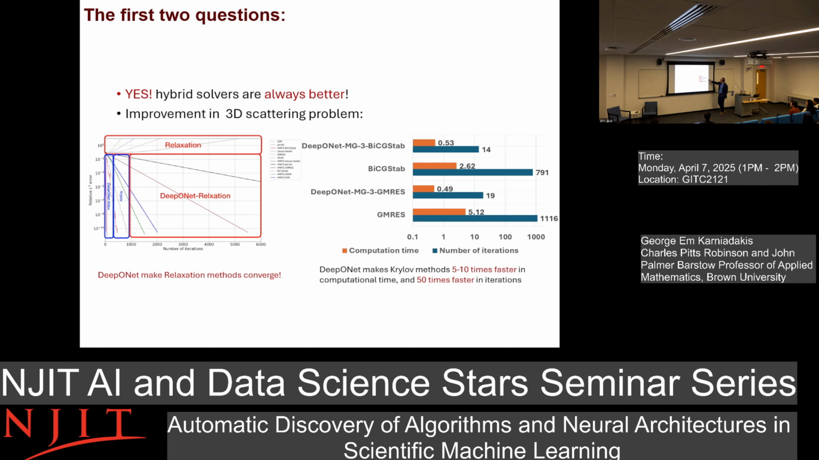So the speedup here: if you use this very sophisticated method, conjugate gradient methods for non-symmetric, non-positive definite matrices, from 791 iterations you go down to 14 with no extra cost. That's pretty good. I would buy that. And then over 1,000 iterations, you go down to 19 if you use GMRES. So instead of using GMRES alone, you use GMRES plus some combination of neural operator, this hybrid.